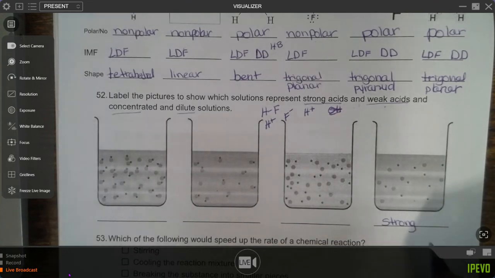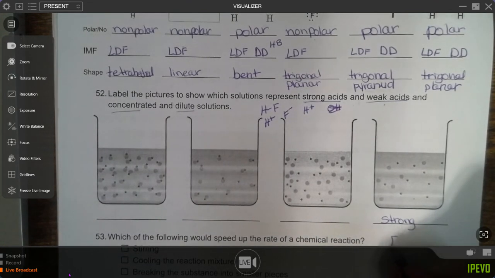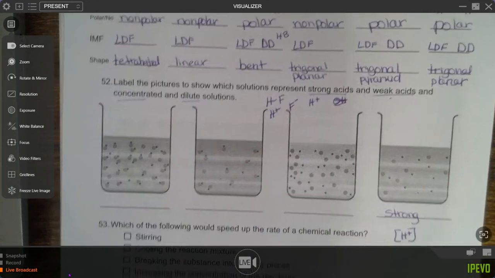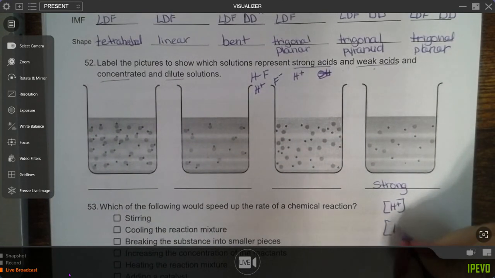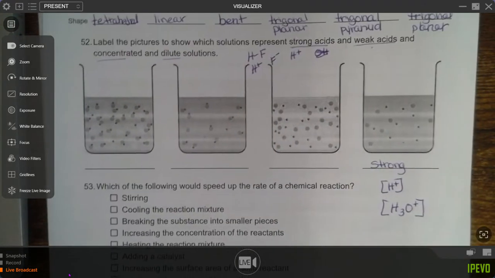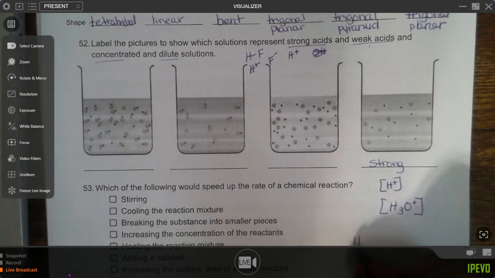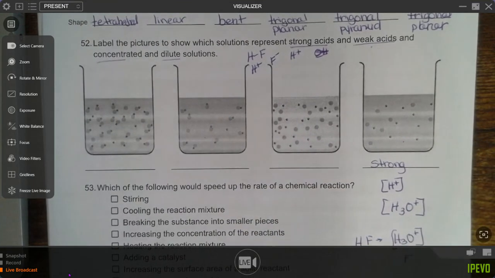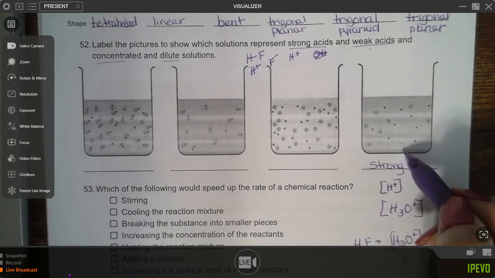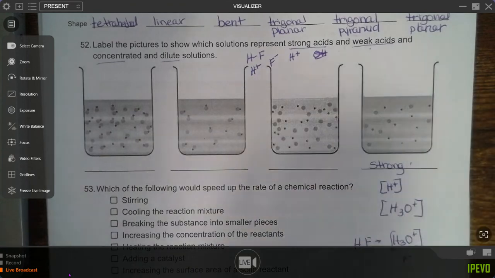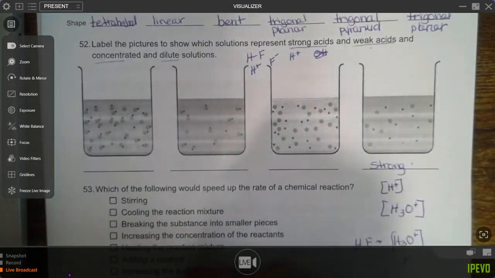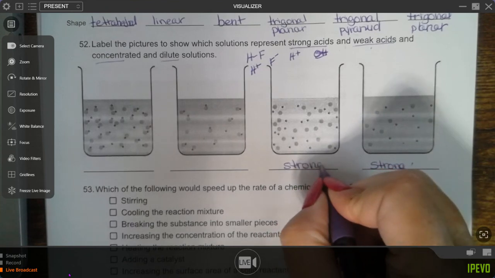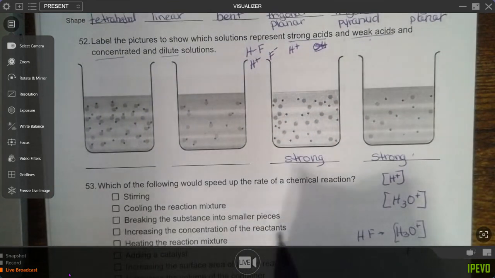Just to make sure you remember this, we have used H plus as our acid. Some things on the test may also use H3O plus to represent an acid. So for HF, you would have H3O plus and F minus. If it is completely dissociated, it's going to be a strong acid. Look, this one's completely dissociated, so this is a strong acid. The individual ions are separate from each other.